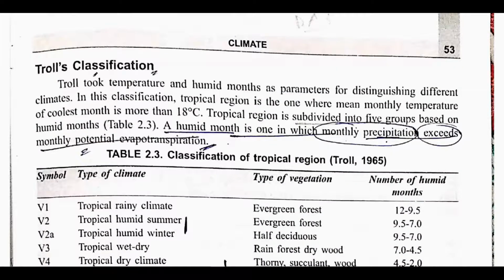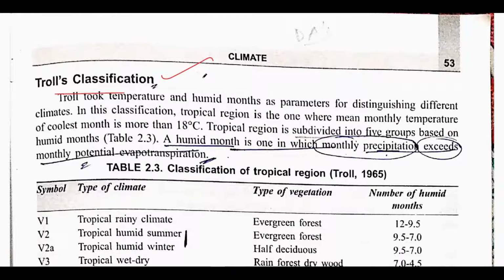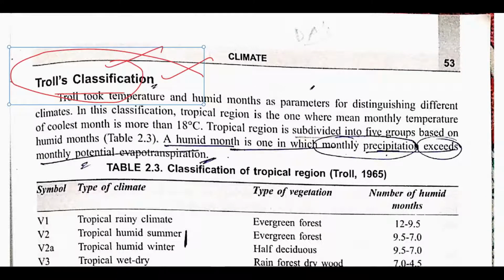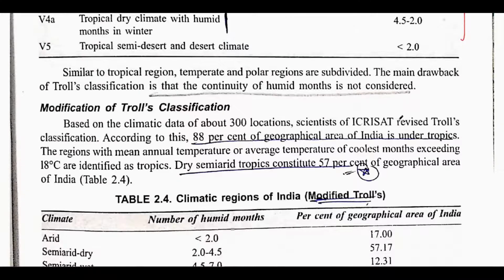Now Troll's classification. See, Troll's classification is important because it is the most accepted classification for agricultural purposes. See, the most widely used is Thornthwaite's, while the most accepted for agricultural purposes is Troll's classification. Alright. Now for Troll's classification, he took temperature and humid months as parameters. This is important, that the parameters of Troll's classification are temperature and humid months.